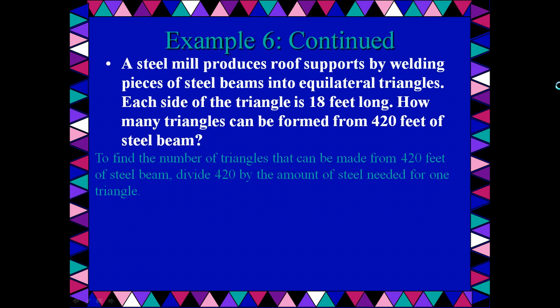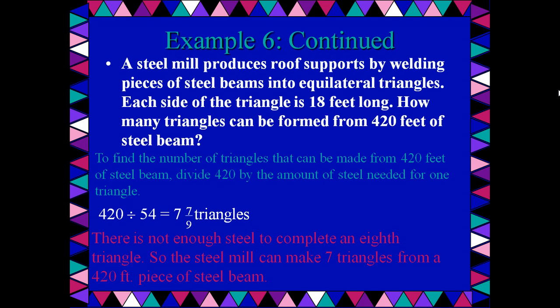Okay, we have 420 feet total. To find the number of triangles that can be made from 420 feet of steel beam, we simply divide 420 by the amount of steel needed for one triangle, which was 54 feet. So 420 divided by 54 gives us 7 7/9 triangles. Do we want to make a partial triangle? No. There's not enough steel to complete an 8th triangle, so the steel mill can make 7 triangles from a 420-foot piece of steel beam. We would round our answer down to the nearest whole number.